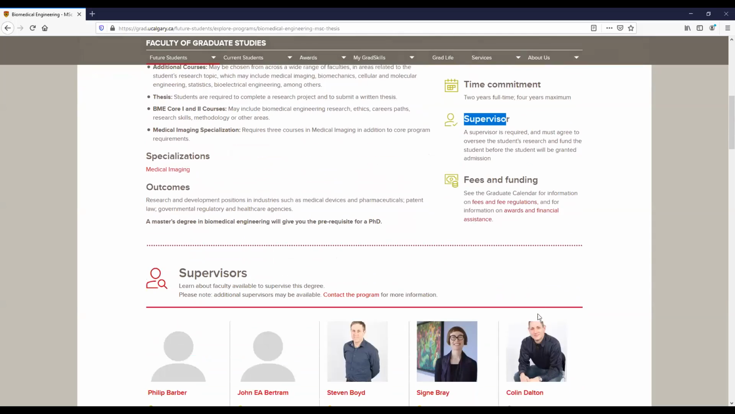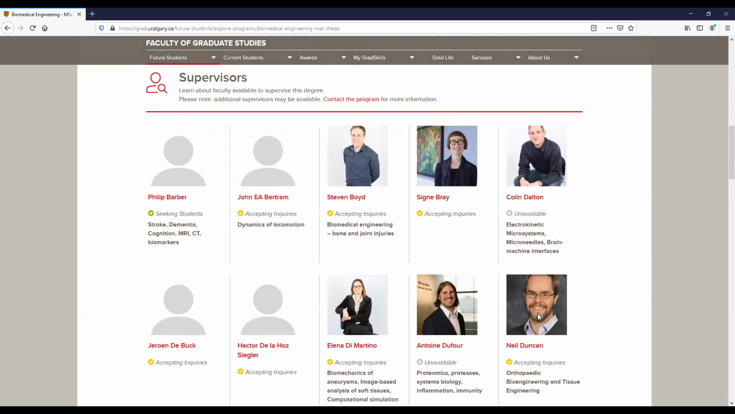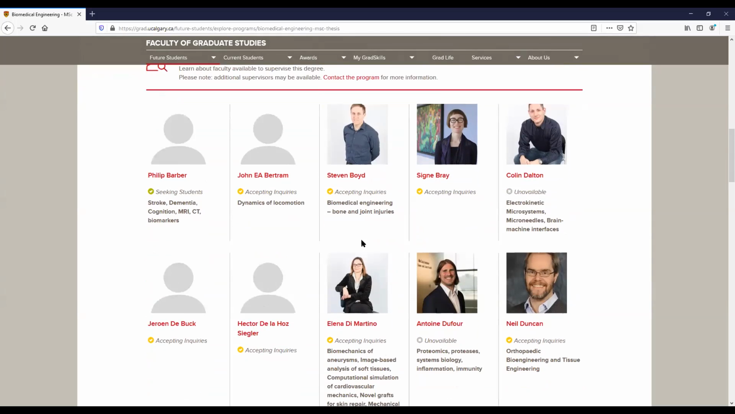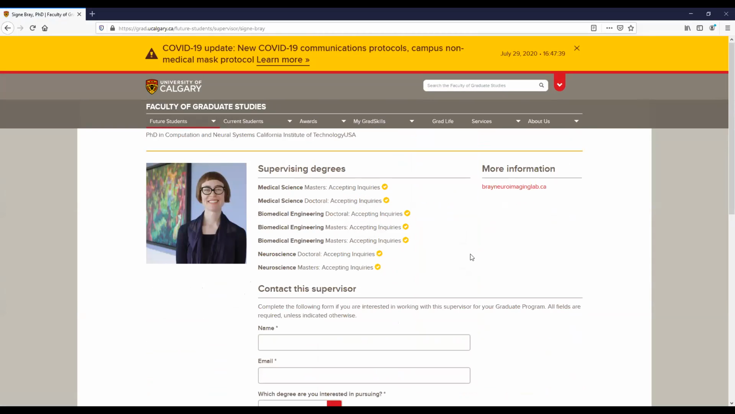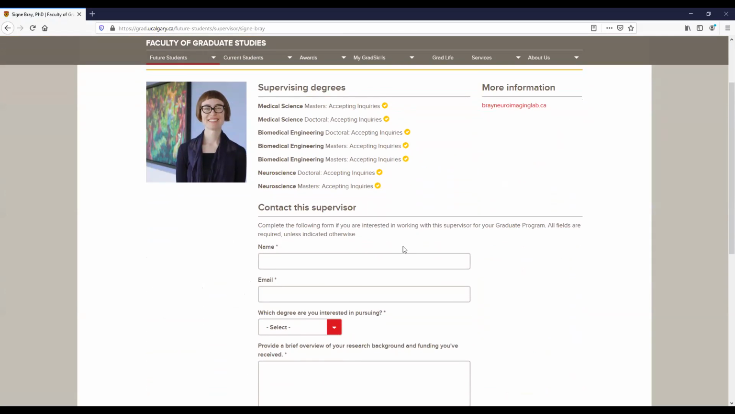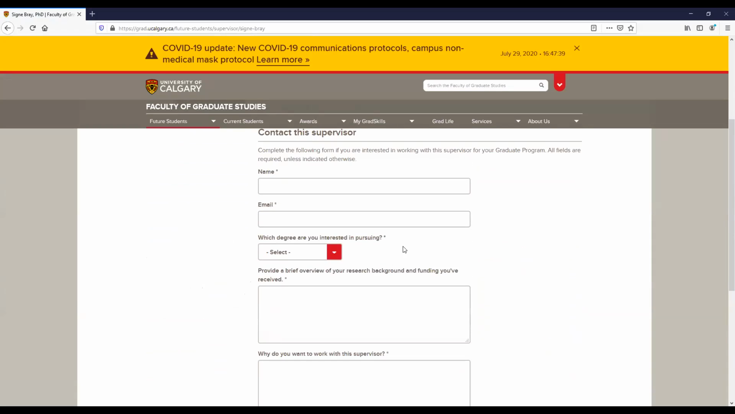So if you scroll down a little bit, this is where we list our supervisors. You can see a picture of the supervisor, the professor, and what they're working on. For example, Dr. Bray, you click on her, she's accepting inquiries. These are things that she's accepting inquiries for: medical science, biomedical engineering, and then there's a contact form. So this is how we've, at the University of Calgary, made it a little bit easier for students to start looking for supervisors, to start identifying supervisors who might be looking for students.